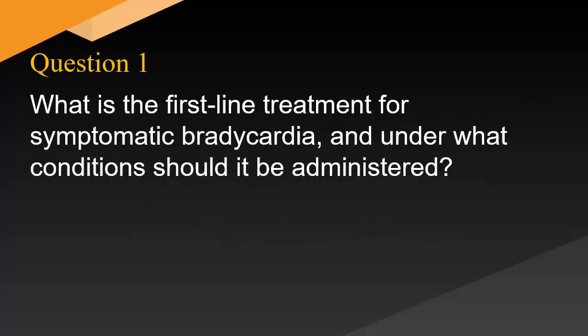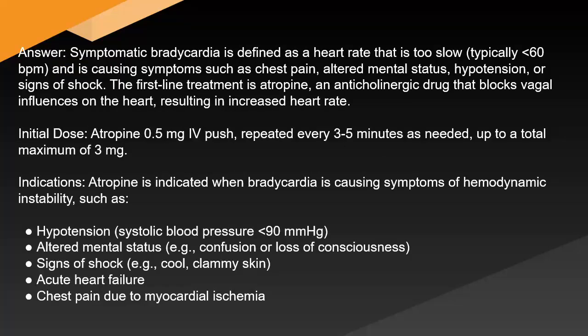What is the first-line treatment for symptomatic bradycardia, and under what conditions should it be administered? Answer. Symptomatic bradycardia is defined as a heart rate that is too slow, typically below 60 bpm, and is causing symptoms such as chest pain, altered mental status, hypotension, or signs of shock.